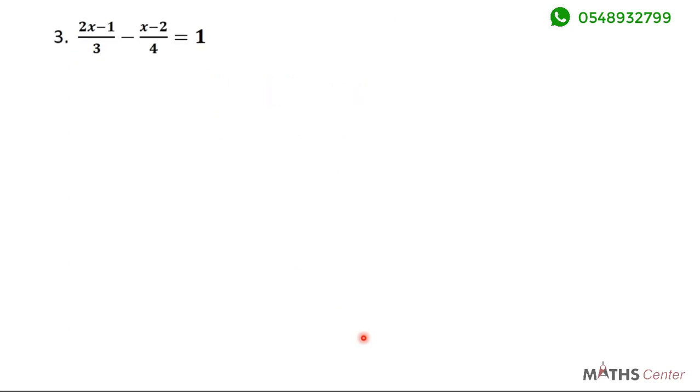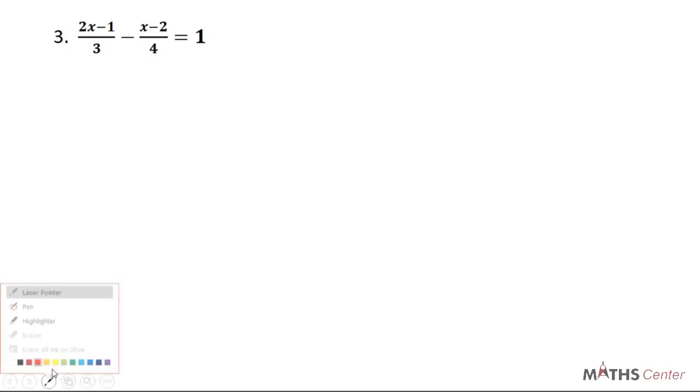We have 2x minus 1 over 3 minus x minus 2 over 4 is equal to 1. So the first thing we need to do is to identify the fractions. The fractions are 2x minus 1 over 3 and x minus 2 over 4. So after you identify the fractions, look for the denominators of the fractions. The denominators are 3 and 4. Then find the LCM of the denominators. So you find the LCM of 3 and 4, and when you do that, you know that the LCM is 12.